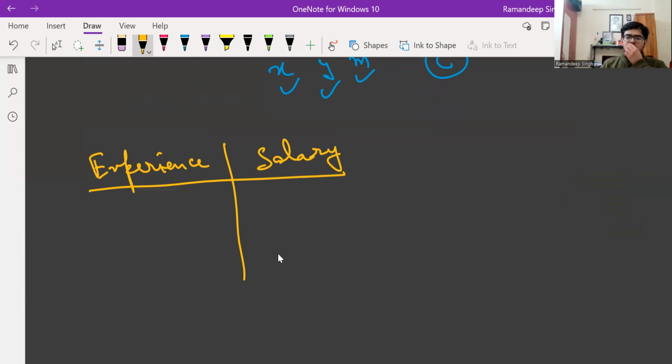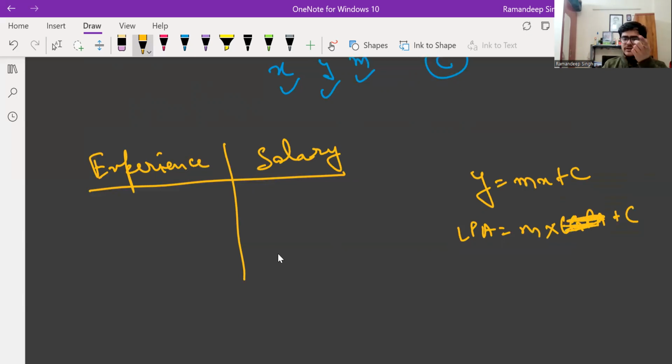And we have this equation y equals mx plus c, that is m into experience plus c. Here we have the independent variable, that is our experience, and here it is salary. Salary is depending upon the experience of a person. Let me ask you a very simple question.